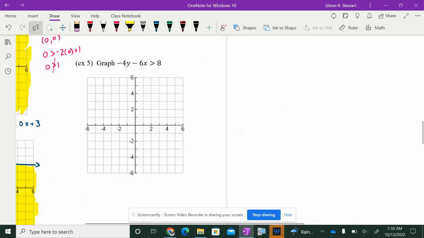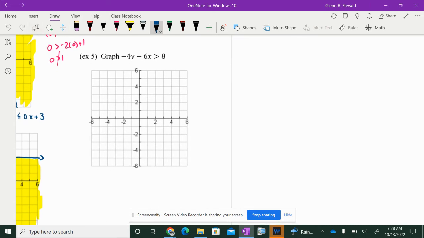Just like a lot of these types of inequalities, you do have to make sure that you switch the sign whenever you divide by a negative. So here I'm going to add 6x first, and then I'm going to divide everything by negative 4. When I divide, my sign has to flip.